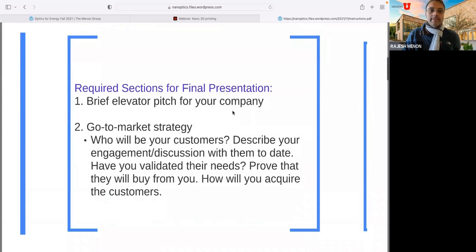So the first section is a brief elevator pitch. This really is just a short, like 30 to 60 second, description of what you're doing. So I'm going to put you on the spot and ask one of you to give me an elevator pitch now.